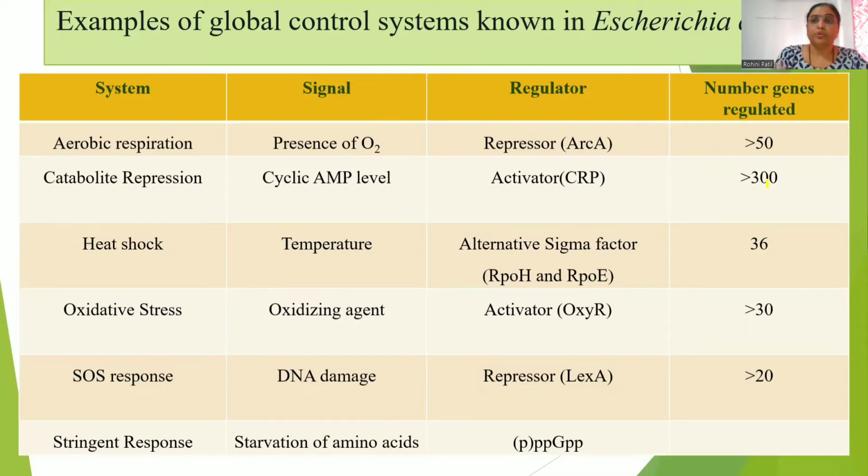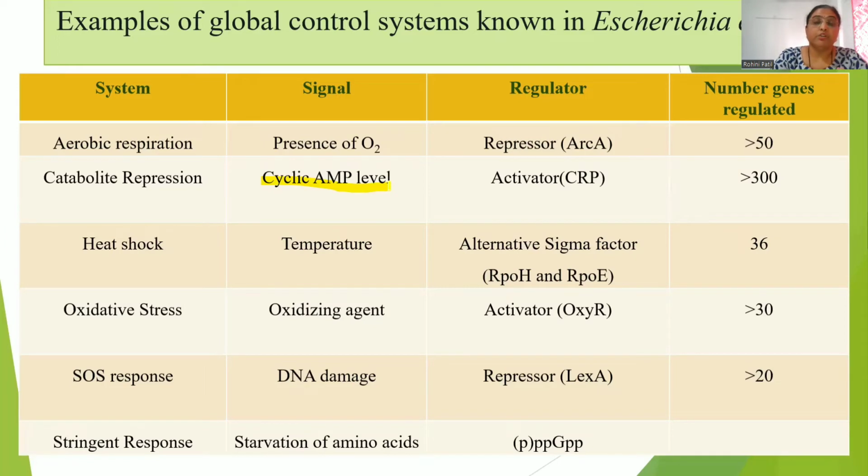So here we can state that E. coli can use about 300 carbon sources, because under the CRP there are about 300 genes. And here the signal molecule is the cyclic AMP level. Thus, this catabolite repression is a global control system, and the CRP is going to be what?